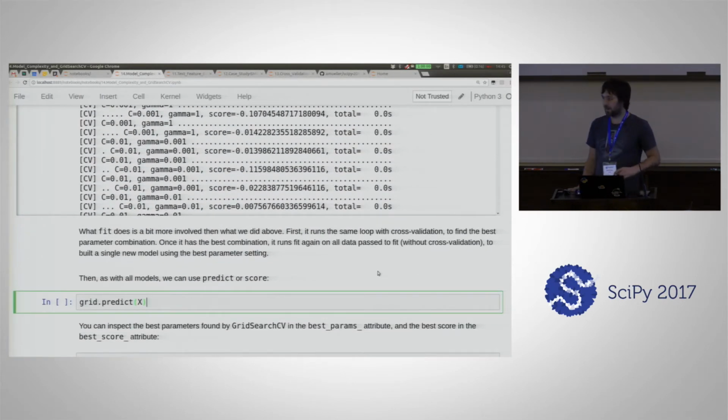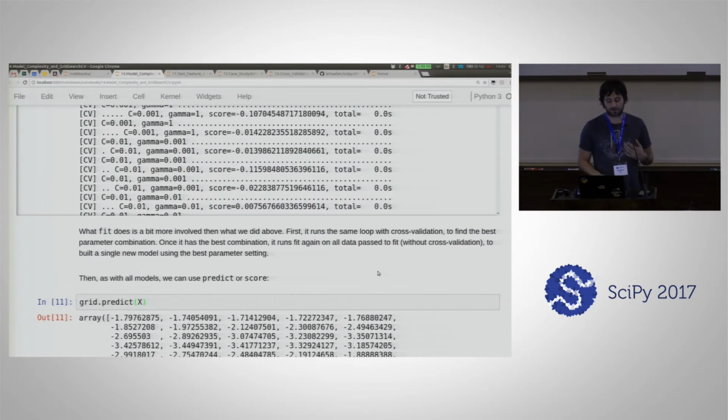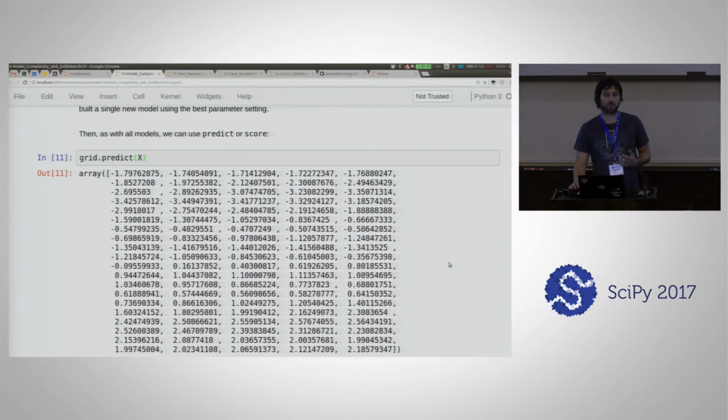And then, because the GridSearchCV is an estimator, it has fit and predict and score. And so if I want to make a prediction now, I can just call predict. And predict will use the best model, or the model with the best parameters as found by cross-validation, trained on the whole data set.